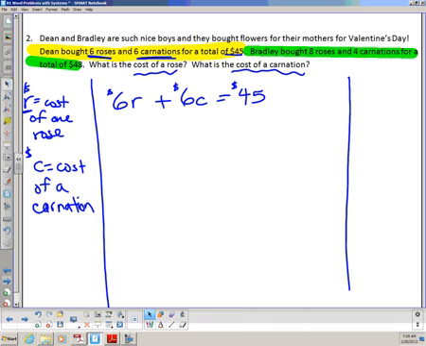Now we're going to do the same thing with Bradley. Once we do Dean's setup, Bradley's is easy. He bought 8 roses, so that's 8 times the cost of a rose in dollars, plus 4 carnations. Okay, 4 times the cost of a carnation is going to be a dollar amount, and that totals up to $48.